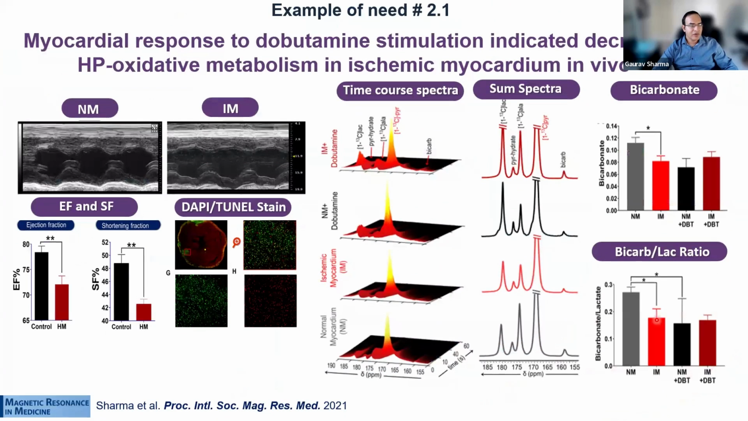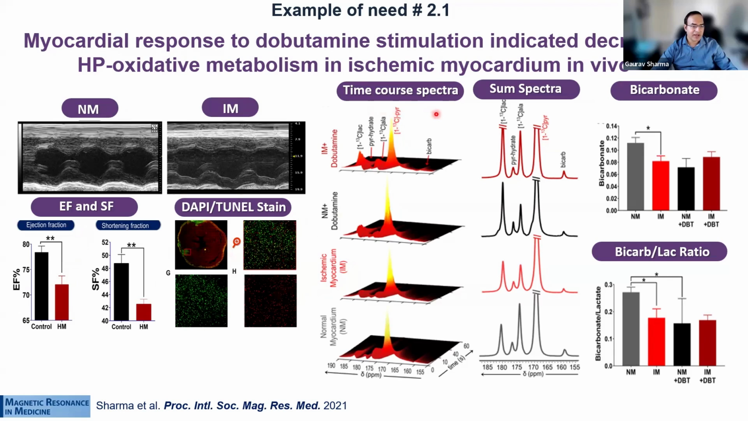Here we wanted to look at the myocardial response to dobutamine stimulation in an ischemic model in vivo. This is typically the normal myocardium versus the ischemic myocardium, and you can clearly see the contractile dysfunction in the case of ischemic myocardium. Here is the ejection fraction, control versus what you call the hibernating myocardium, and there is a decrease in the ejection fraction and the shortening fraction. We validate the model using the DAPI TUNEL stain, and it clearly shows the evidence of the ischemia.